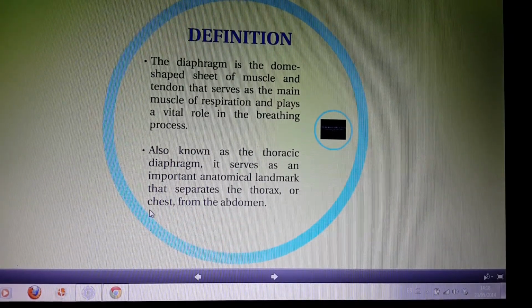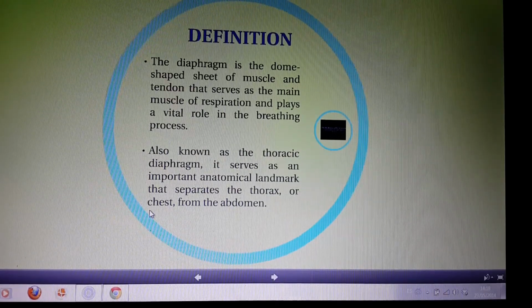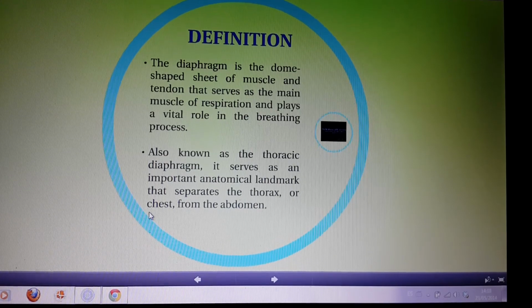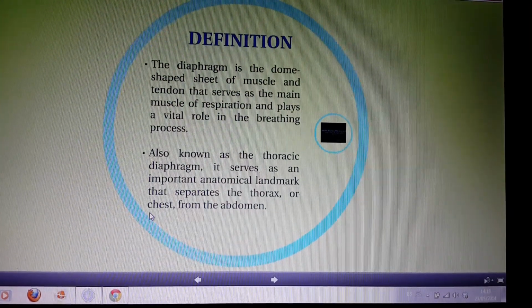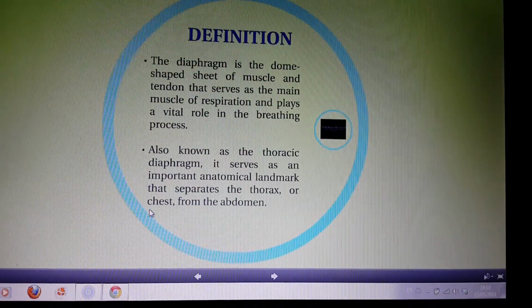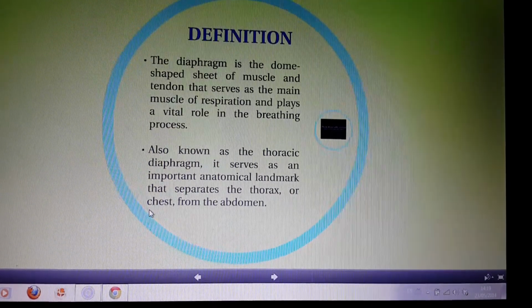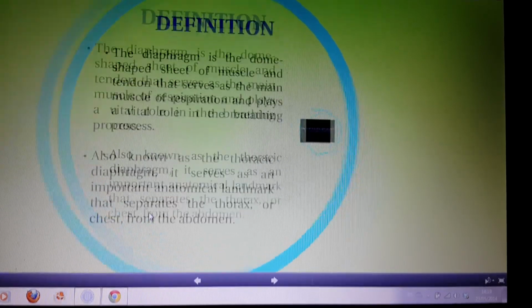Definition: the diaphragm is a dome-shaped sheet of muscle and tendon that serves as the main muscle of respiration and plays a vital role in the breathing process. Also known as the thoracic diaphragm, it serves as an important anatomical landmark that separates the thorax, or chest, from the abdomen.